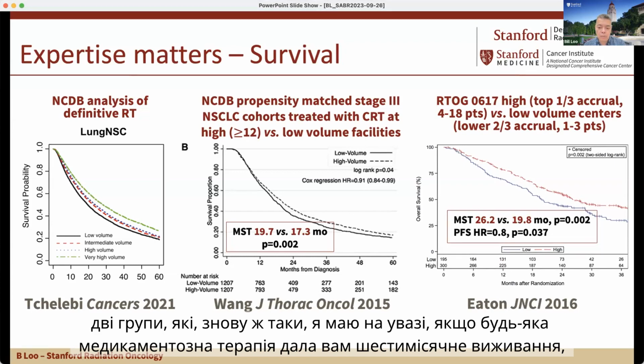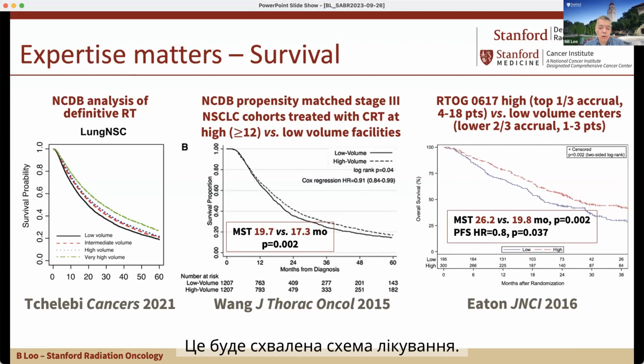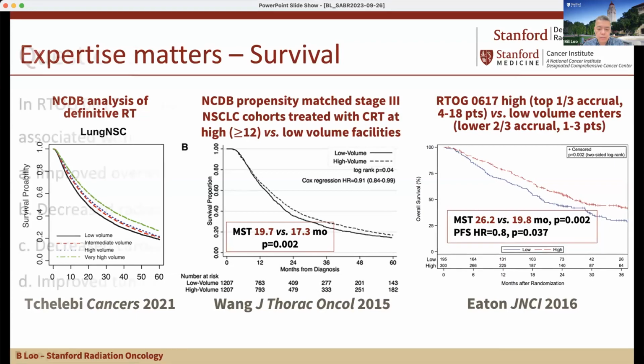I mean, if any drug therapy gave you a 6-month survival advantage, that would be an approved drug regimen. So it just kind of illustrates the importance of the technical quality, experience, and overall clinical management.